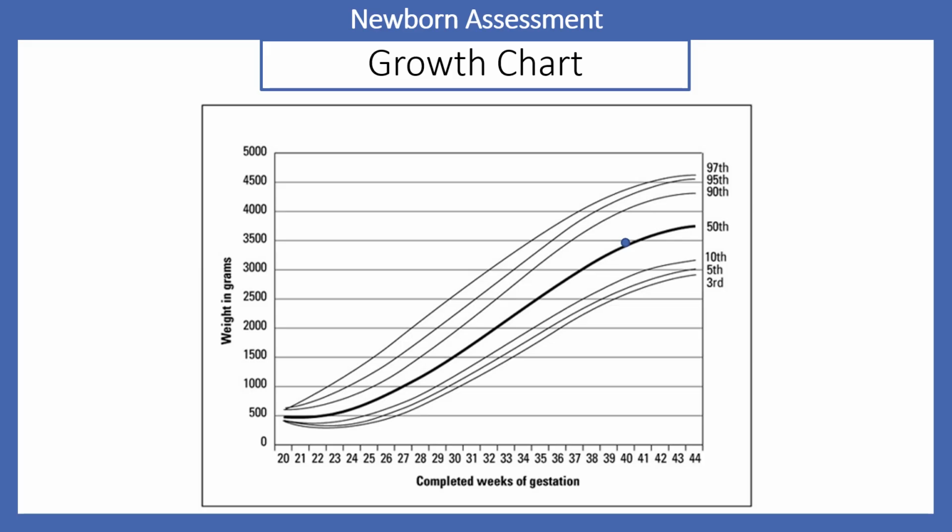Here is an example of a growth chart. A nurse will plot the newborn's weight and weeks gestation to determine the newborn's percentile. If a newborn falls between the 10th percentile and the 90th percentile, the newborn's gestational age assessment is categorized as AGA, average for gestational age. If the newborn's weight is less than the 10th percentile, the newborn is categorized as SGA, small for gestational age. If the newborn's weight is greater than the 90th percentile, the newborn is categorized as LGA, large for gestational age.